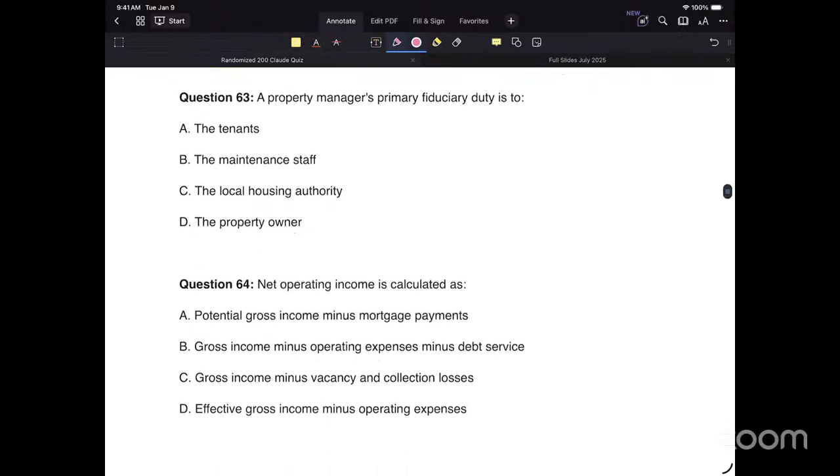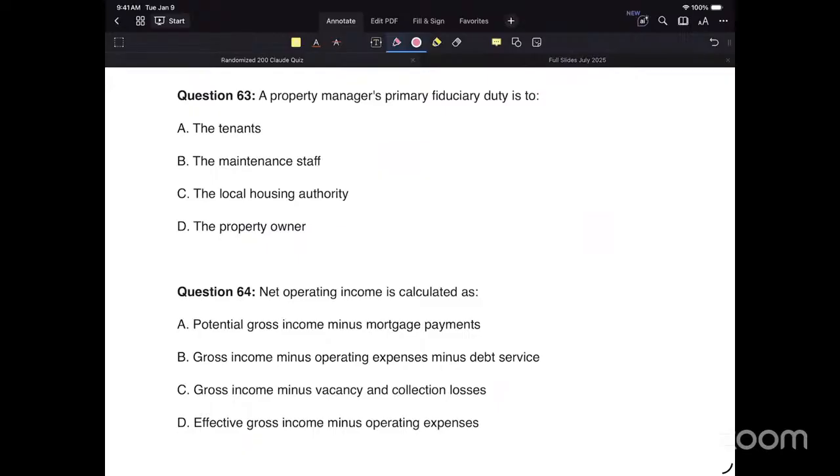All righty. Number 63. A property manager's primary fiduciary duty. I look at this and I go, ooh, primary. What is a property manager? What's their main goal? Their primary fiduciary duty is to, right? So who are they giving the main fiduciary duties to? Is it the tenants, the maintenance staff, the local housing authority, or the property owner? Number 63.